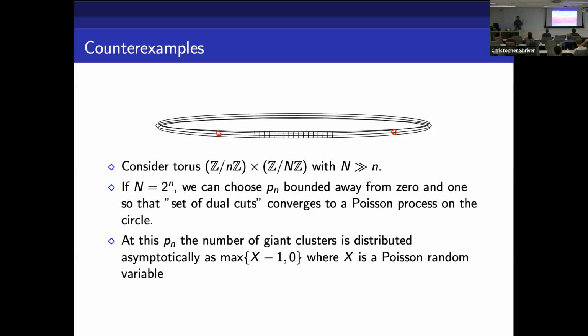And in fact, what you can show is that if you take that choice of P and then take n to infinity, you get exactly the same Poisson limit that we saw on the cycle. These little cuts of closed edges that slice the torus converge to a Poisson process, and so you get exactly the same limit, where the number of giant clusters is like Poisson minus 1, maxed with 1. Again, you really get a random number of giant clusters, and P_n does not go to 1 in this example. This really happens away from 1, so it's not just because P is going to 1 and things are degenerate. Okay.